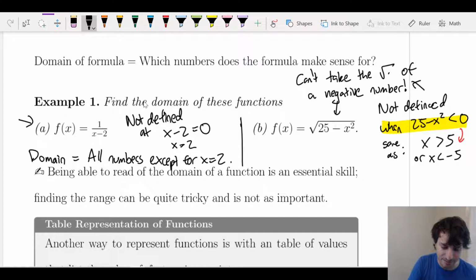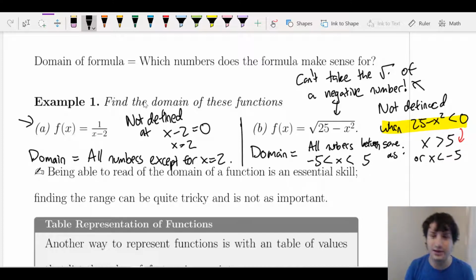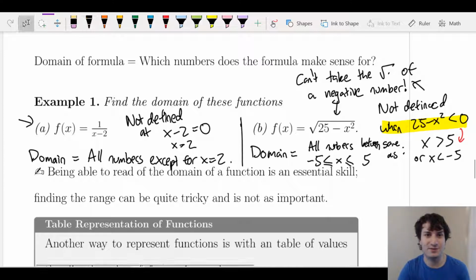Its domain is all numbers between negative 5 and 5. So I'm going to write it like this. x is between minus 5 and 5. It's bigger than minus 5 and less than 5. And I think actually equals is okay, then you just get 0. That's fine. So x is between negative 5 and 5.